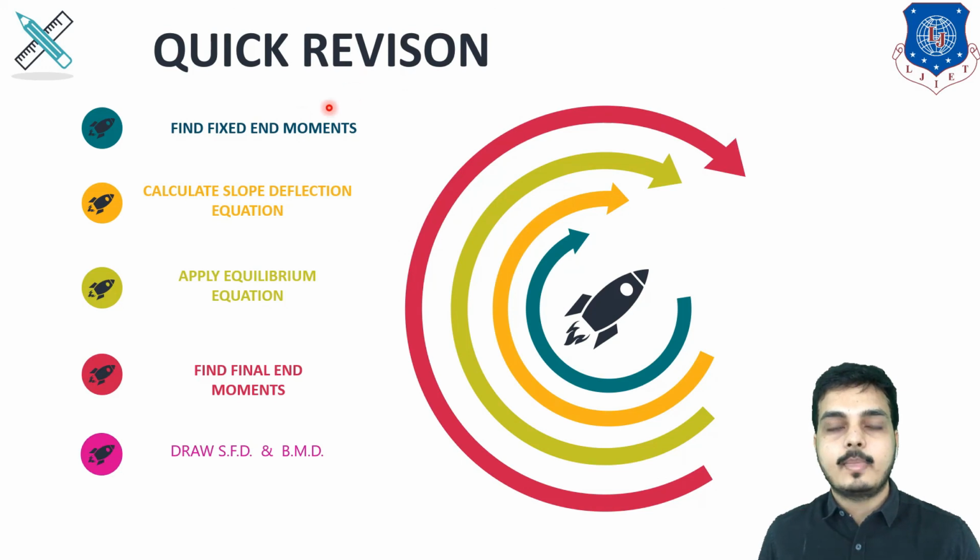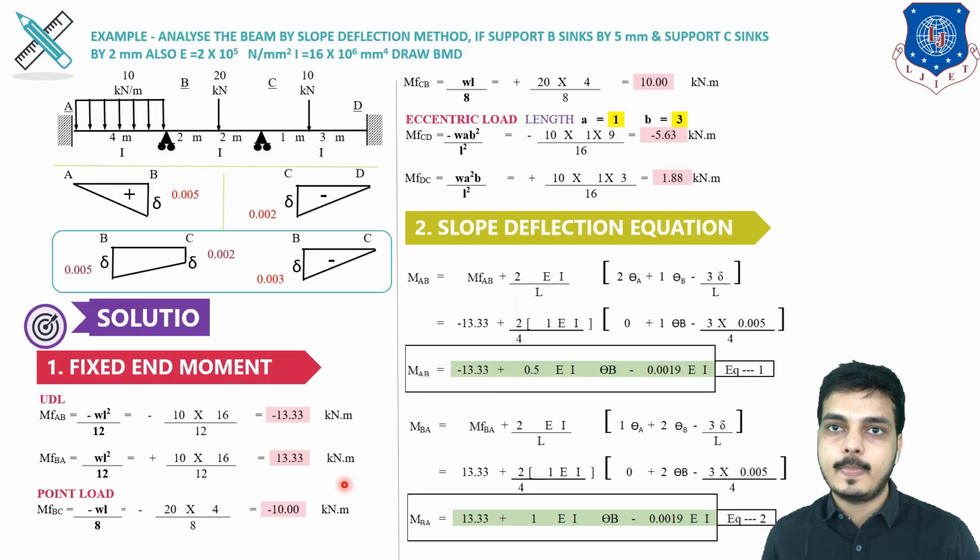So let's have a quick revision. We did fixed end moment, we calculated the slope deflection equation, applied the equilibrium equation, then final moments with the help of step number 2 and 3, and then draw the shear force and bending moment diagram. But here it is only asked for the bending moment diagram, so we have drawn only the bending moment diagram. Whatever is asked, we have to draw that only.